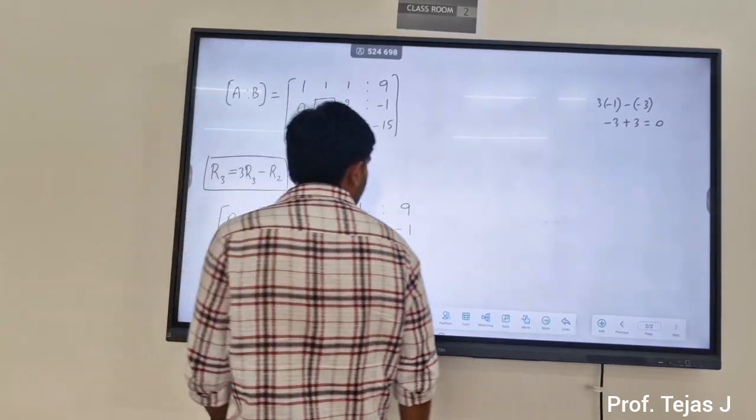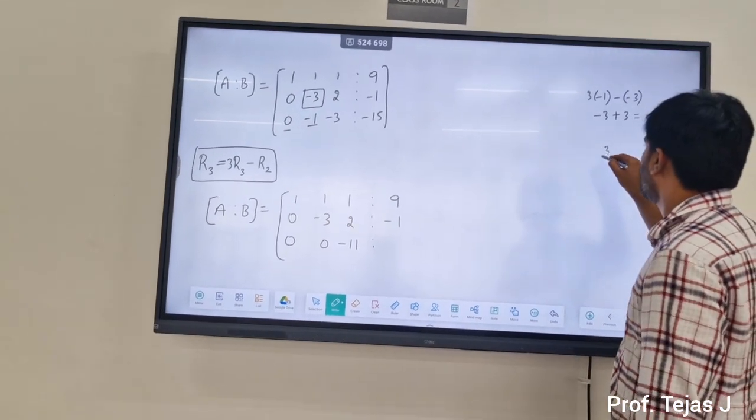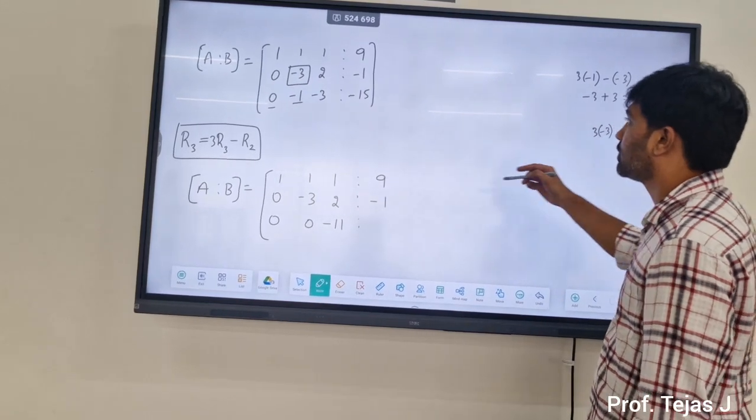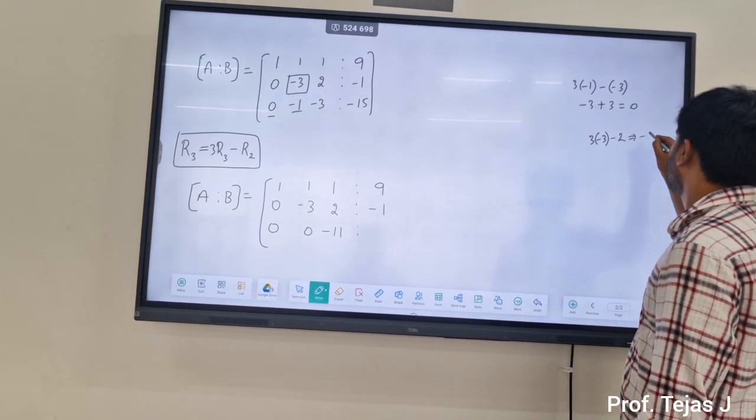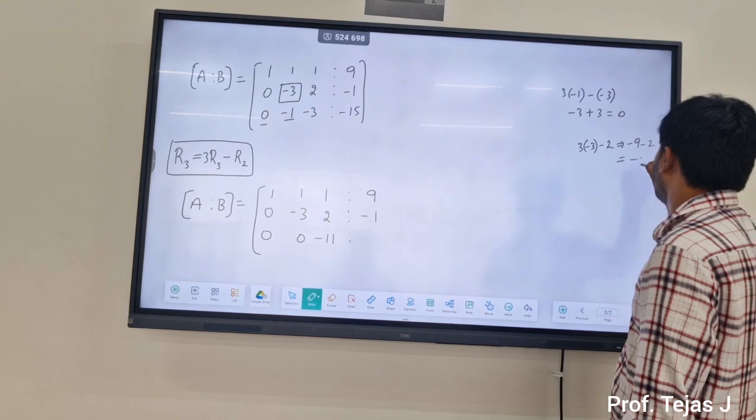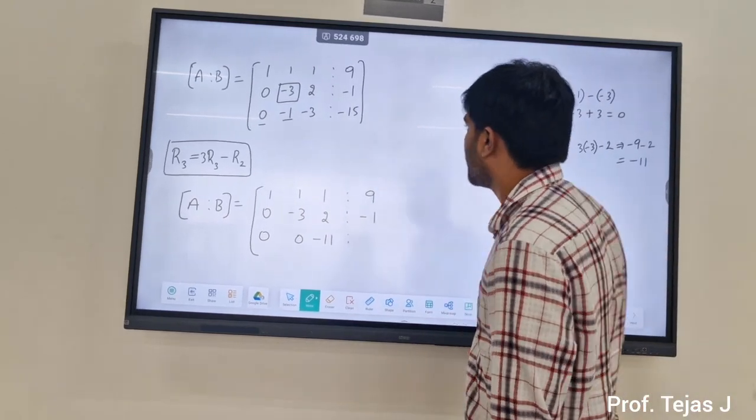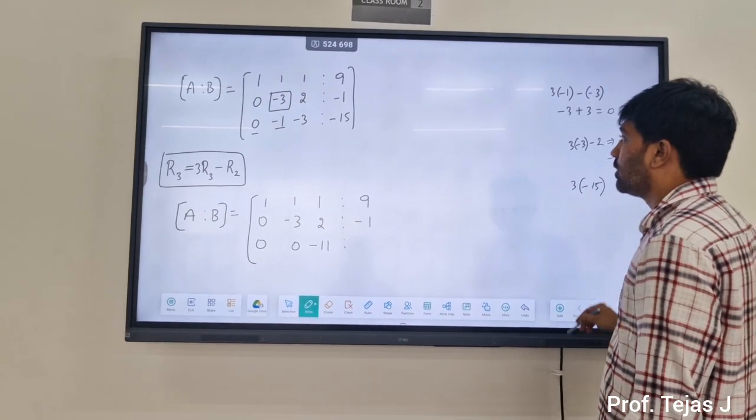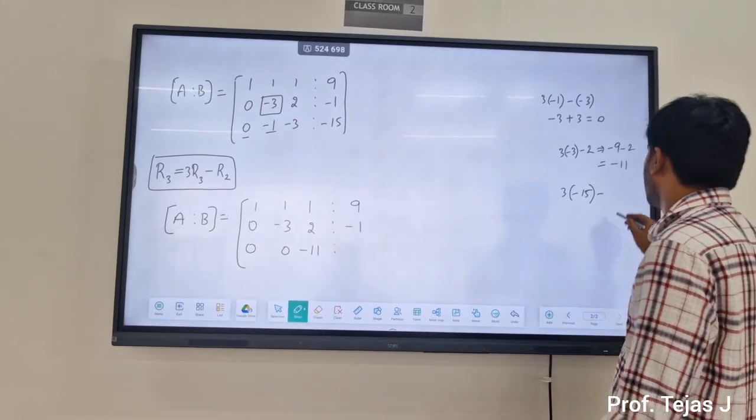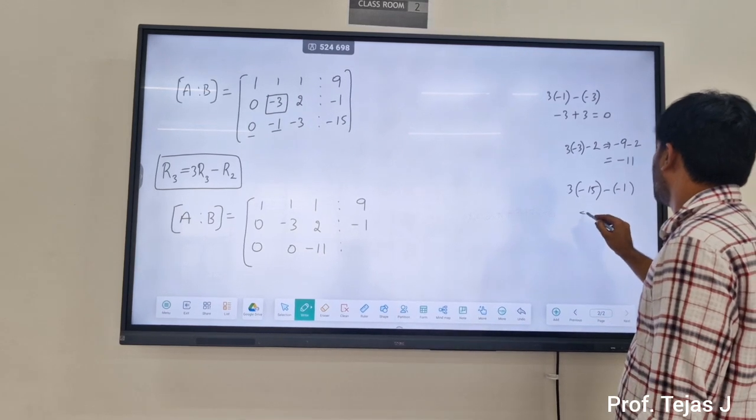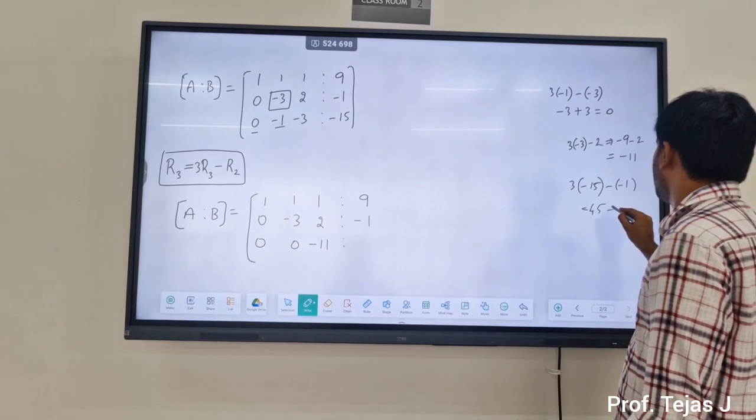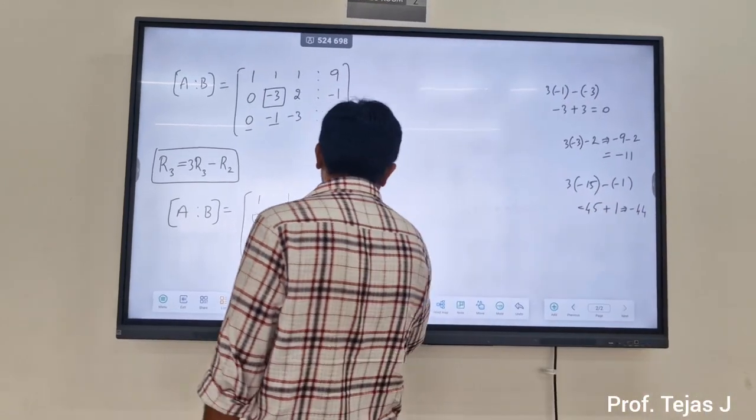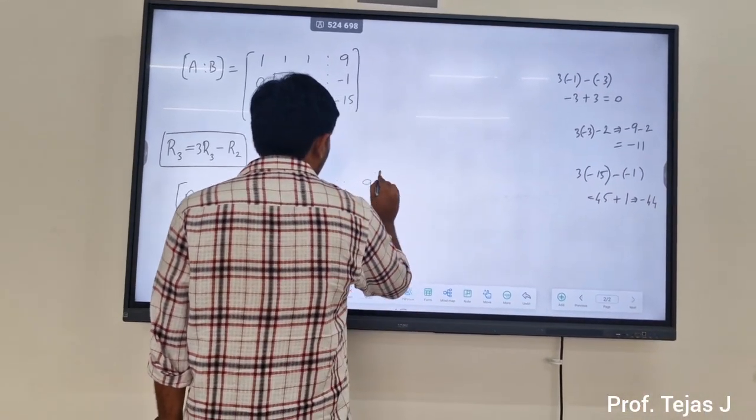So -3. Here we can do the working: 3 into R3, which is -3. The next is -2, so which is -9, -2 will be -11. The next we can calculate the other: 3 into -15 minus the R2 value, so minus of -1. So this will be -45 plus 1, which is -44. So we have the value as -44.